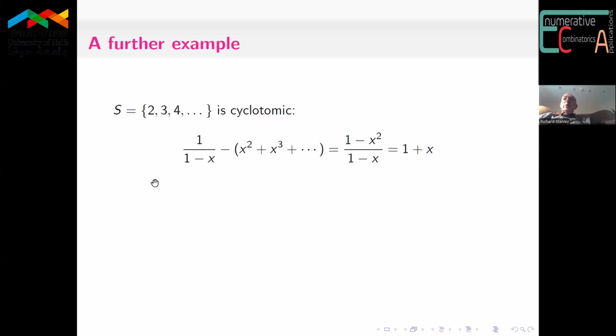Here's a further example. We don't have to have S being finite for my definition. For instance, if S is all the positive integers except for 1, then this expression is certainly, well, it equals 1 minus x squared over 1 minus x, or in other words, 1 plus x. We've subtracted off all the terms here except for 1 and x. So certainly this is a product of cyclotomic polynomials, or a product of 1 minus x to the a_i's.